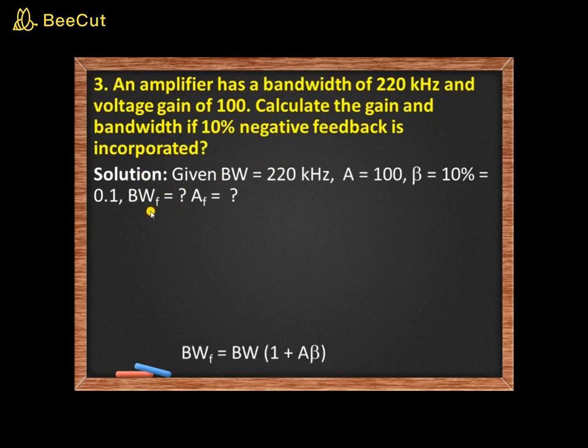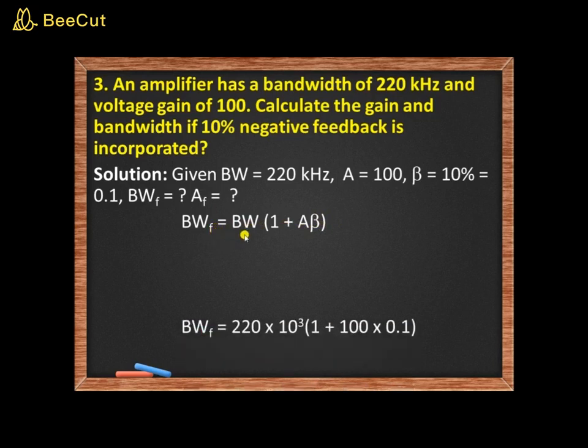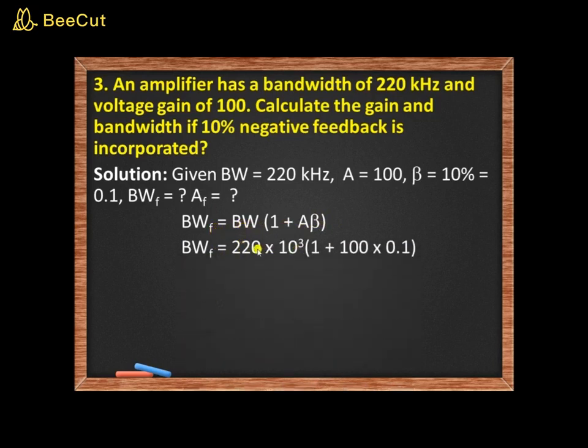So let's solve this. Now we know that BWF is equal to BW into 1 plus A beta. So let us substitute for BW, A and beta. Here BW is 220 kilohertz, that is 220 into 10 power 3, into 1 plus A, A is 100 and beta is 0.1. So we substituted that. 100 into 0.1 is 10. 10 plus 1 is 11. So this becomes 11 into 220, that is 2420 kilohertz, or we can write this as 2.42 megahertz.